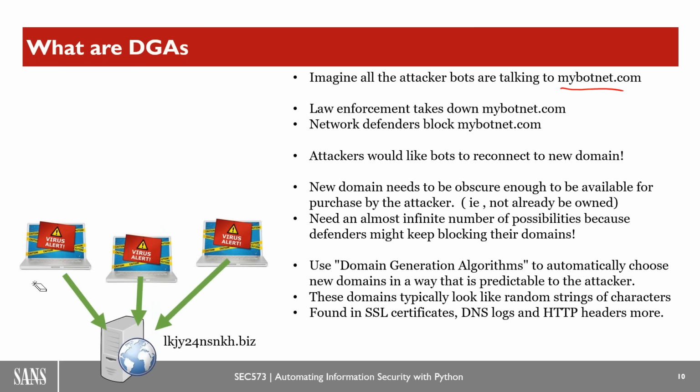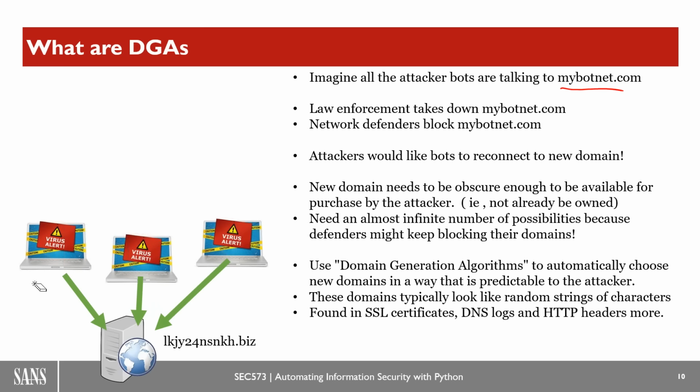Well, when I come up with this new domain, I need the domain name to be something that's obscure enough such that it's not already owned. In other words, if my bots come up with the next name that they're going to go to, and it's google.com, well, I'm out of luck as an attacker because that domain is not available for me to go and purchase, and so I'm not going to be able to gain control of my bots. So I need the bots to come up with an obscure name, and I need them to have an infinite number of possibilities of different domains.